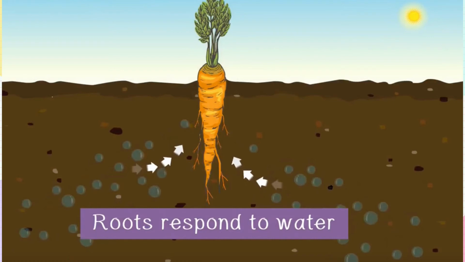Another one is that the roots respond to water. The roots try to grow where there is water. If the water is to one side of the soil, the root will grow to that side. It can sense water and grow towards the water.